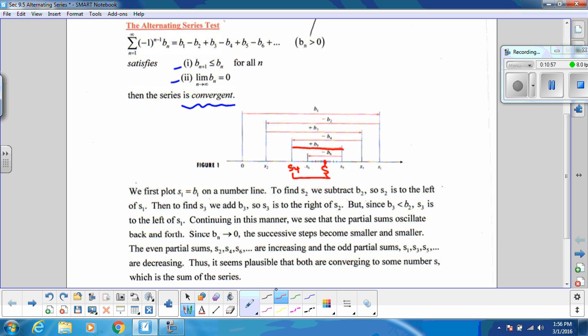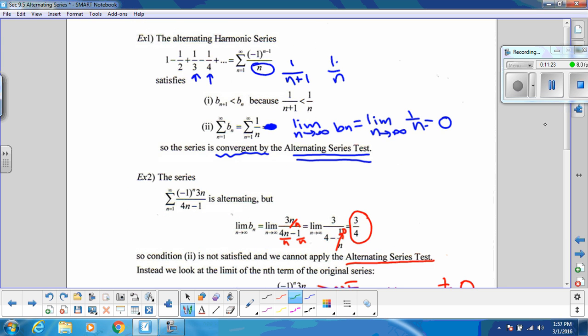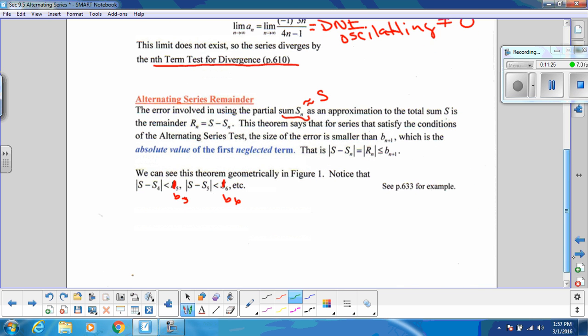Same thing if I did the difference between S and S sub 5. Here's S5. If I use 5 terms, it's still not the same as the sum, but that difference has to be less than how much I would be adding in the next term. Okay, so that's all that means with the error. And if you want to, let's look at page 633. So go ahead and pause this video and get your books out, and we're going to look on page 633 for the example.